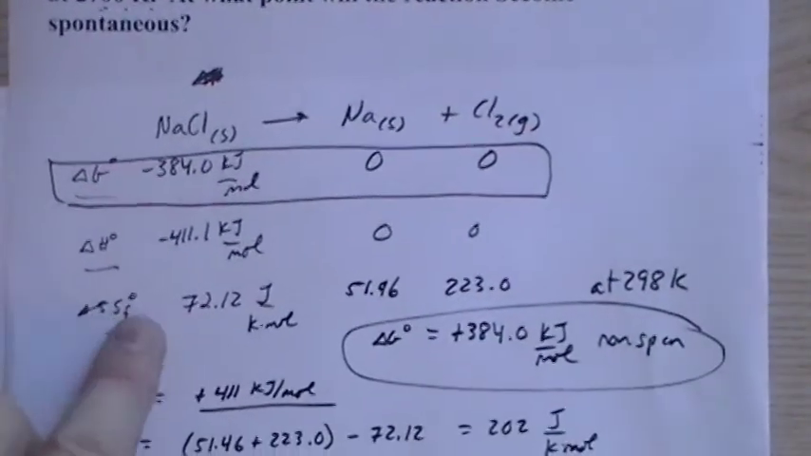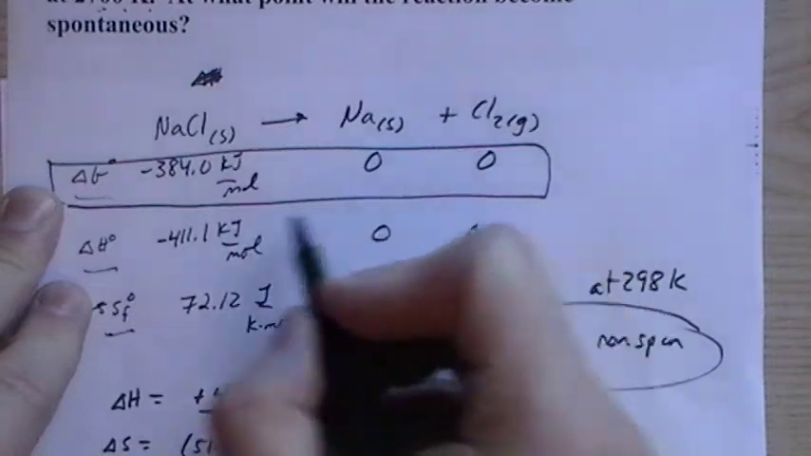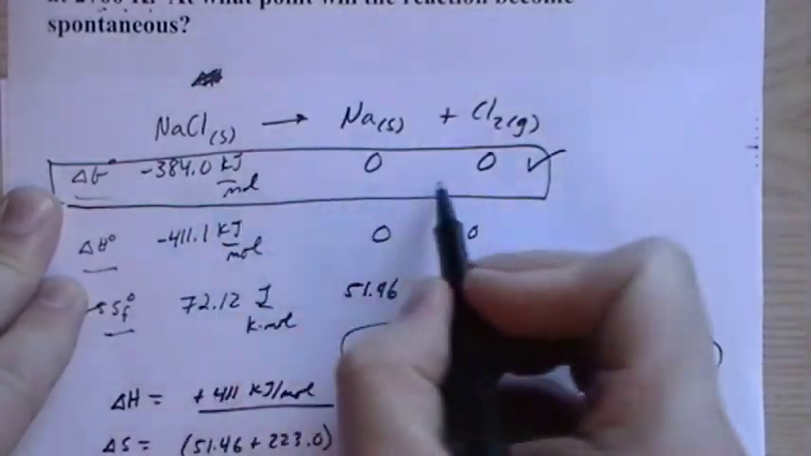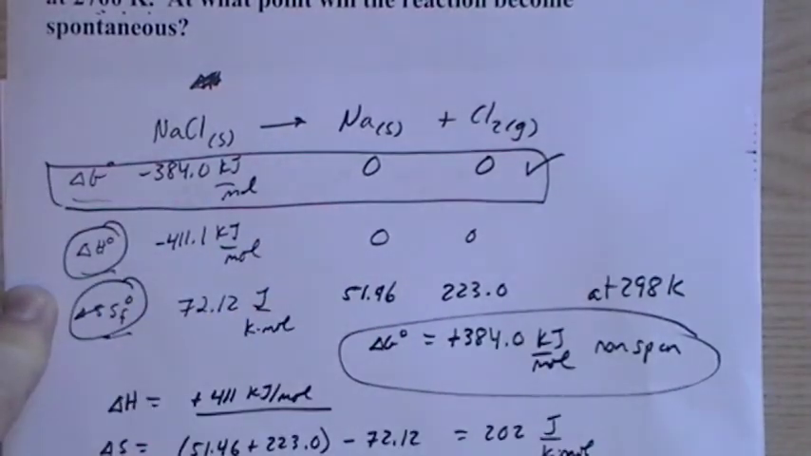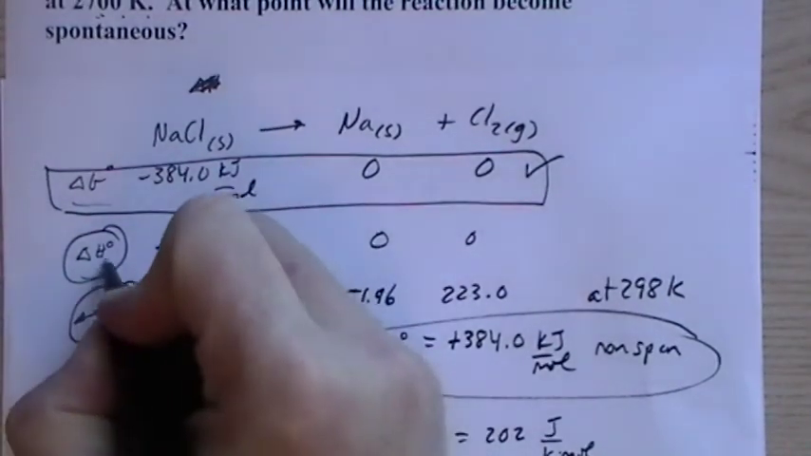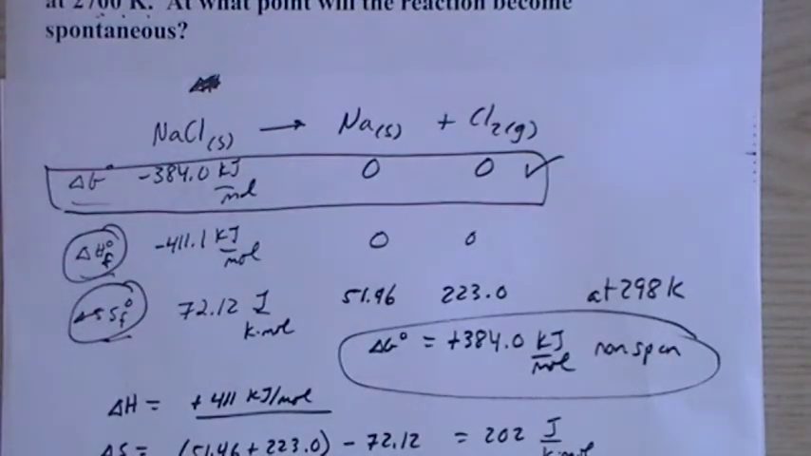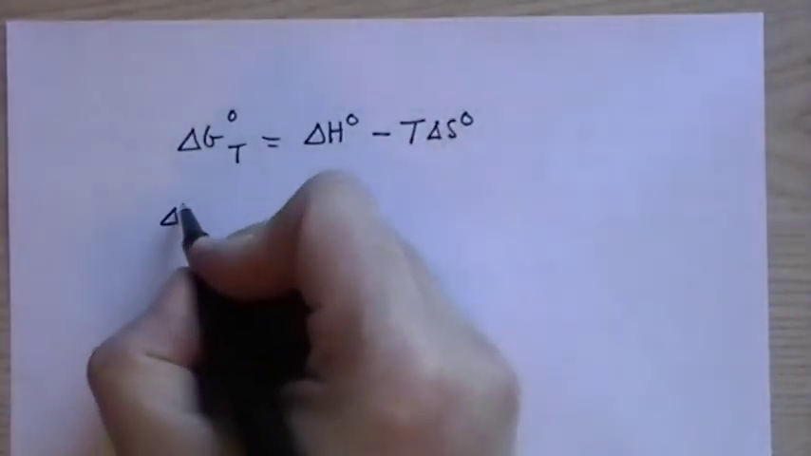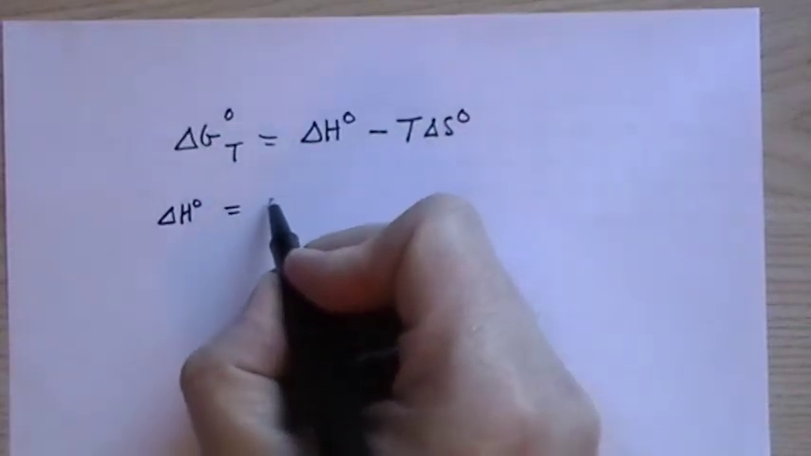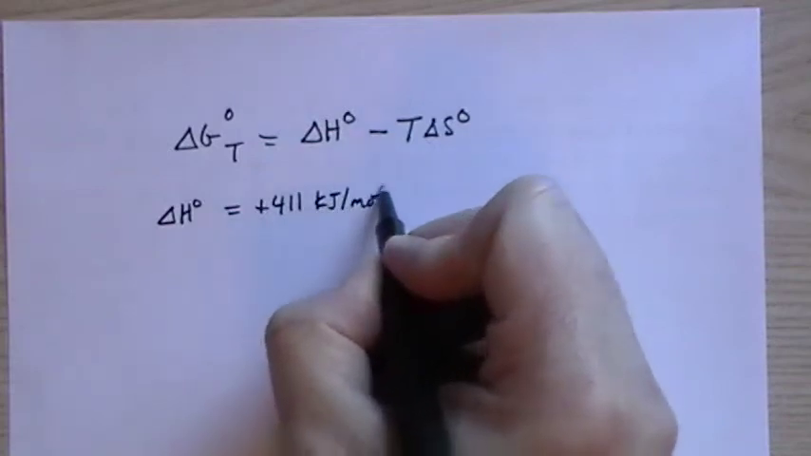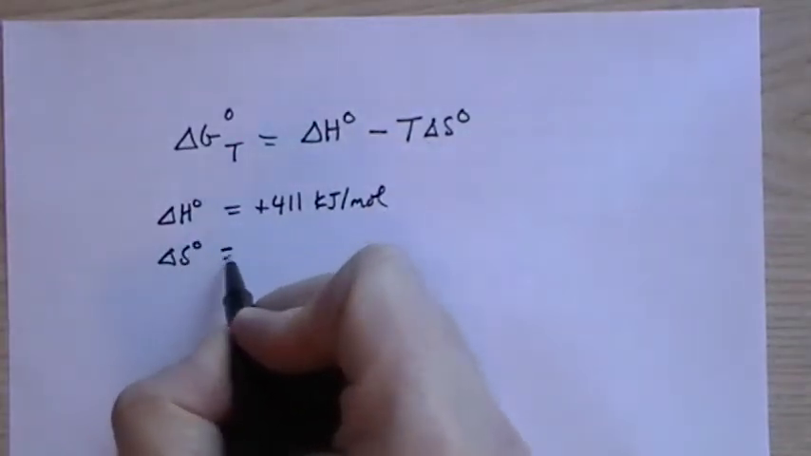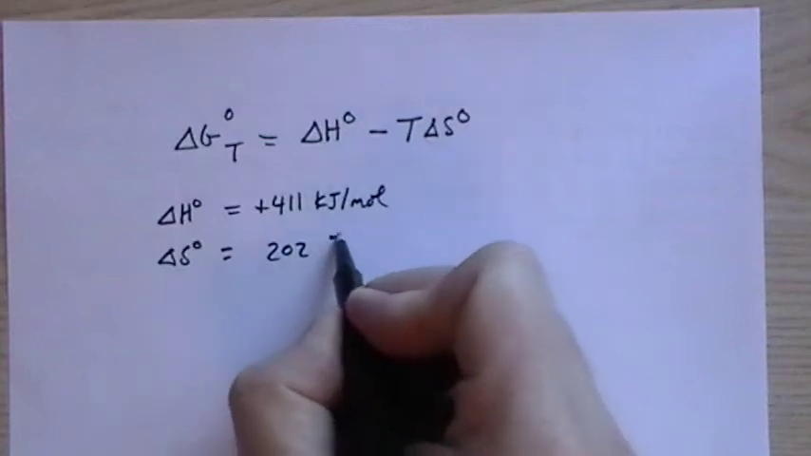Using this data, that means we can use this data here at 298 Kelvin, but if we want to do a different temperature, then we have to rely on delta H of formation and S standard. So this data will give us, I'm not going to go through the whole thing here, delta H is positive 400 kilojoules per mole. Delta S standard is 202 joules per kelvin mole.